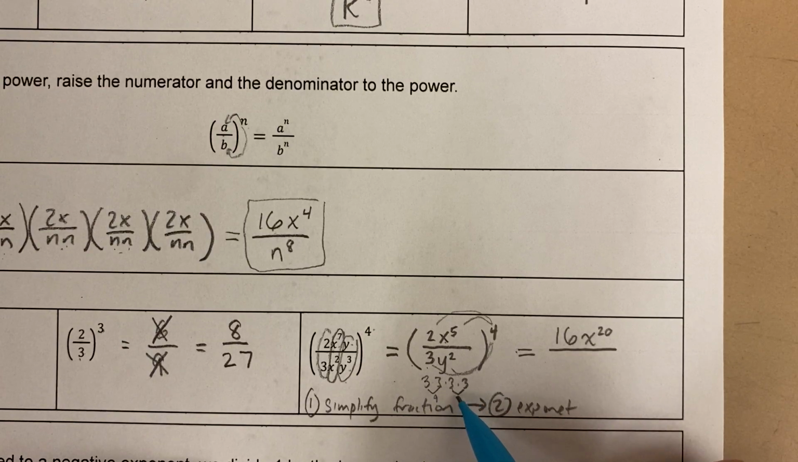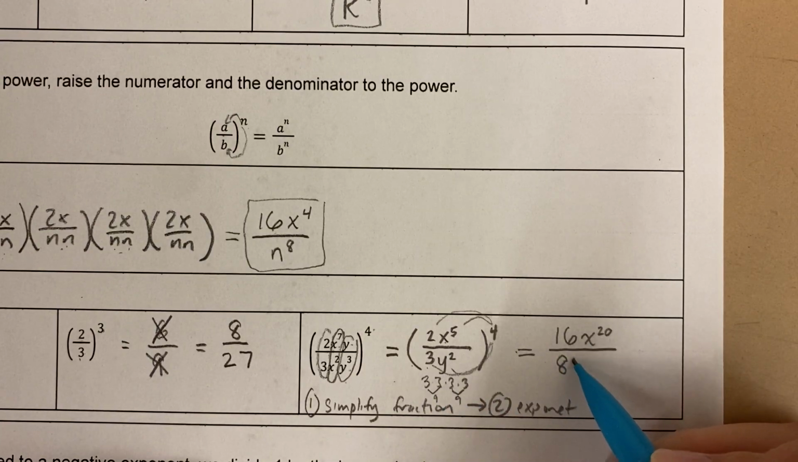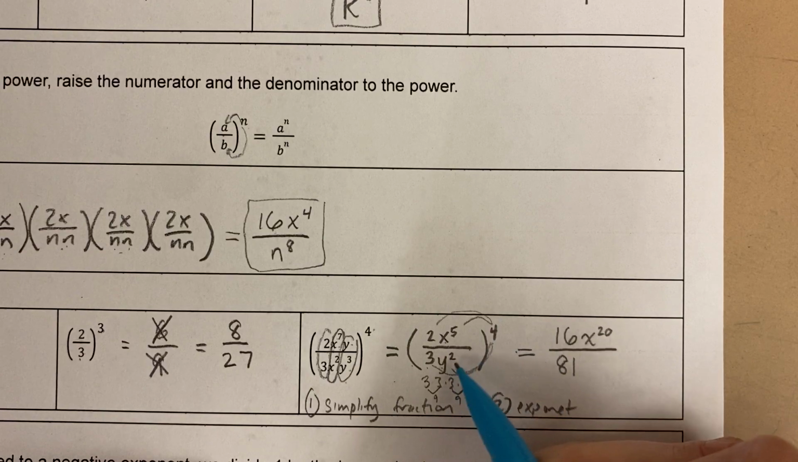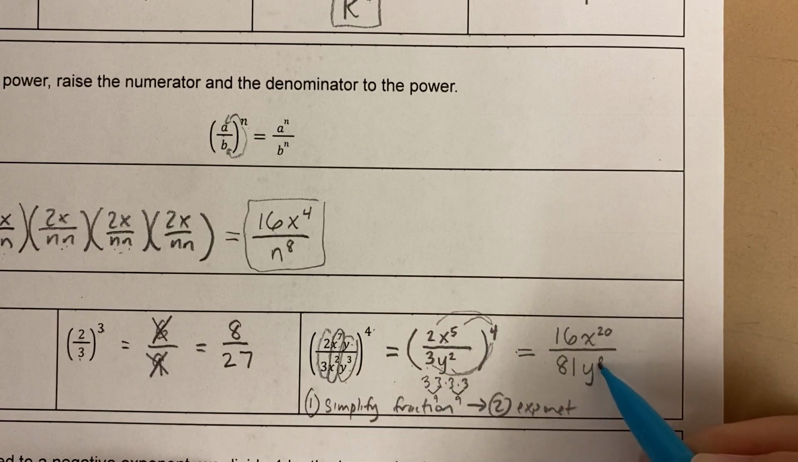You could also do it like this. 3 times 3 is 9. 3 times 3 is 9. 9 times 9 is 81. Okay, and then y to the 2nd to the 4th power. That's 2 y's 4 times. That's this.